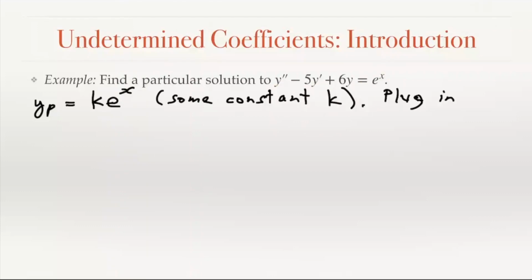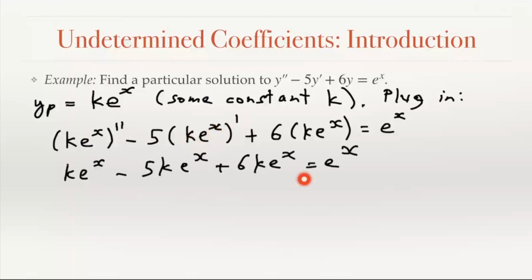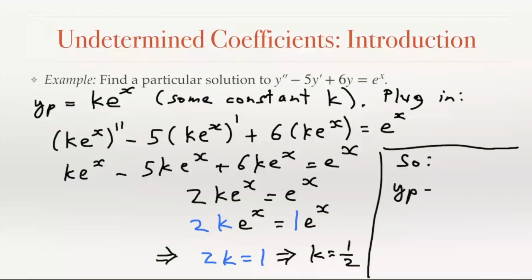We plug in, and we have that. And the derivative of e to the x is itself. So this becomes simply this. And now adding together, we have this. And writing that another way, that's 2k e to the x is 1 times e to the x. And if this is true for all x, then that means that 2k equals 1. And thus, k is 1/2. So a particular solution is 1/2 e to the x.